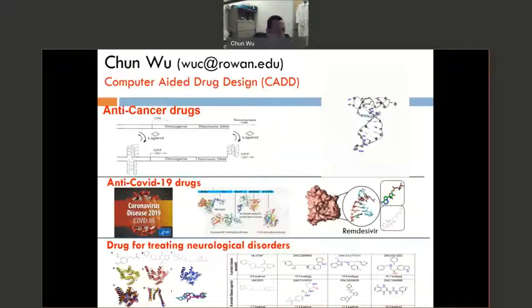The second area is anti-COVID-19 drugs. We have collaborated with several experimental groups to do virtual screening and identify good candidates for various viral targets, including the target which has the first FDA-approved drug, the RNA-dependent polymerase, and remdesivir is the first FDA-approved drug. So we're looking for some new derivatives of remdesivir. We're also looking for more potent compounds that might be good replacements for remdesivir.